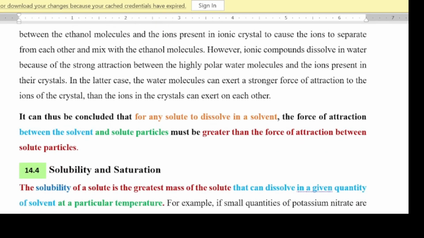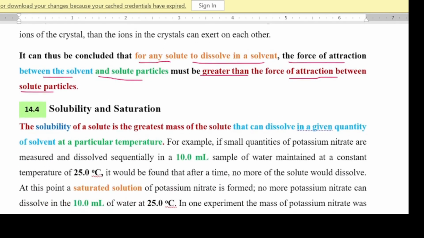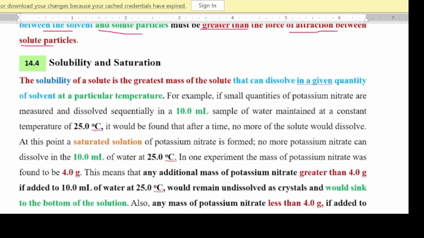So it can be concluded, therefore, that for any solute to be dissolved by a solvent, the force of attraction between the solvent and the solid particles must be greater than the force of attraction between the solutes. Okay? Now we talk about solubility and saturation.